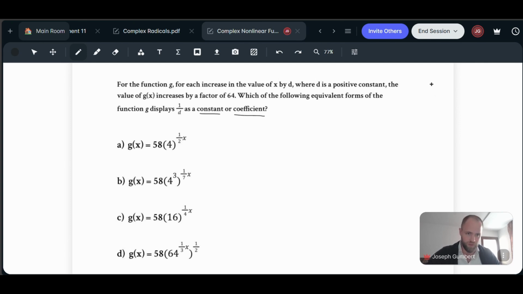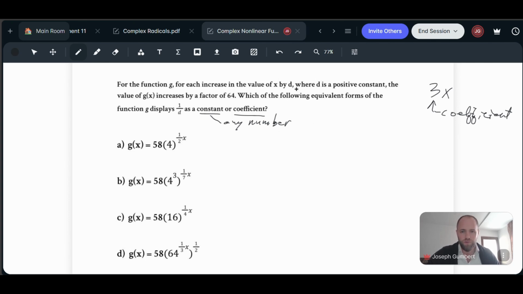As you guys are probably already aware, if I had like 3x or something, 3 is my coefficient, right? It's basically the number that's attached to a variable. A constant could just be any number that we're going to see in the formula, right?